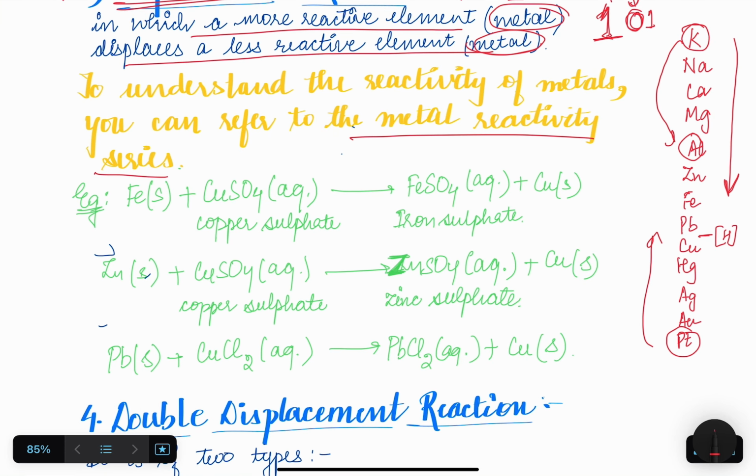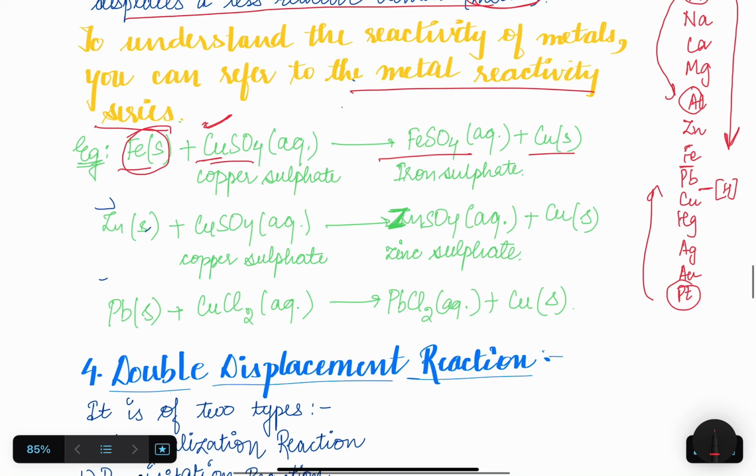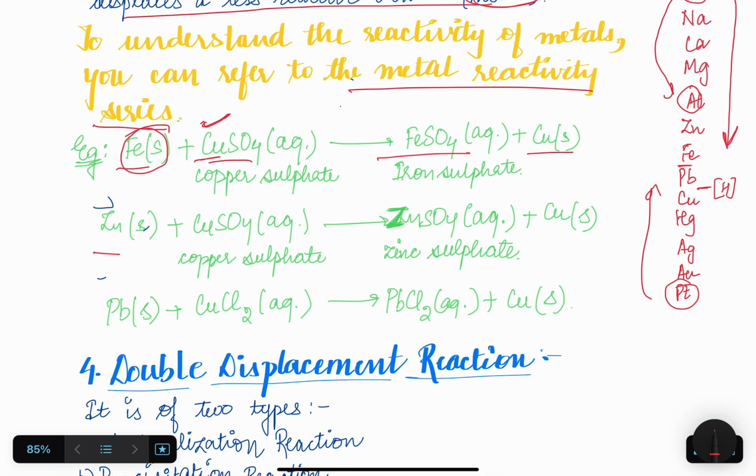Now here we'll see Fe plus CuSO4. As Fe is more reactive, we have seen here Fe comes before Cu, so it can easily replace copper and it forms FeSO4 plus Cu. Same in the case of Zn. Zn is more reactive than copper. It easily replaces copper and it forms zinc sulfate.